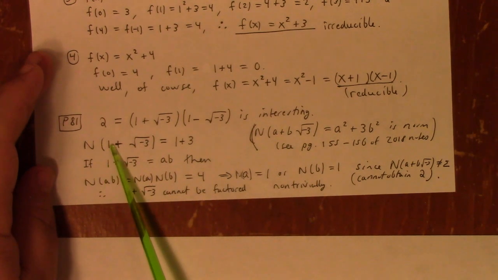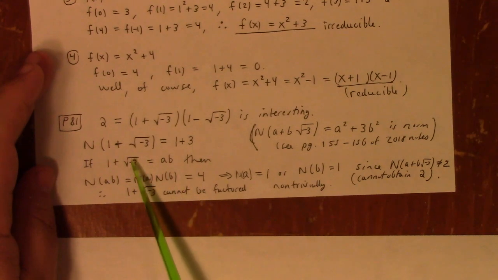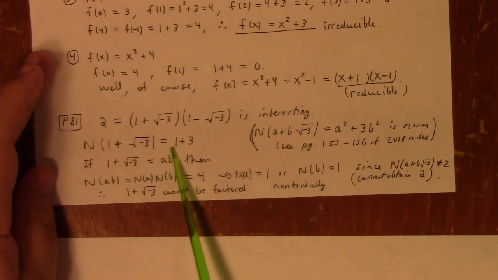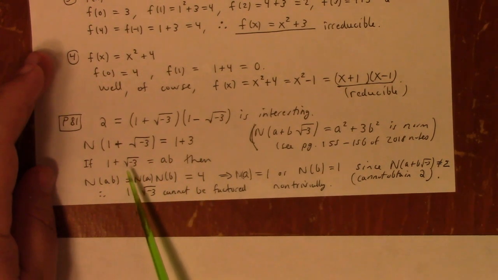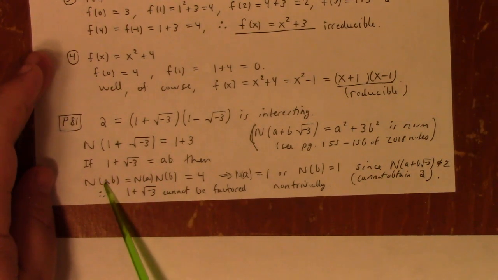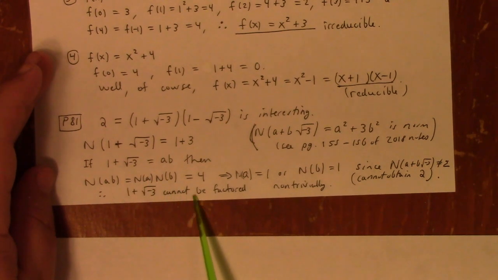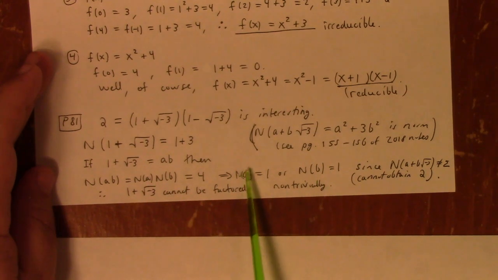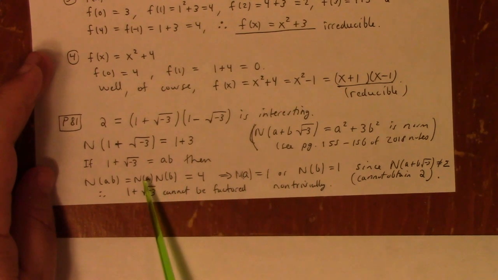Anyway, so this is 1 plus root 3, so apparently the norm of 1 plus the square root of minus 3 is 4. And suppose we could factor it into a times b. Well, then the norm of ab is the norm of a times the norm of b, because the norm is multiplicative. And so in order to get a product of integers, which is 4, you have to have either one of them or the other of them is 1. Why is that true? It's because you can't have norm of a or norm of b be 2.